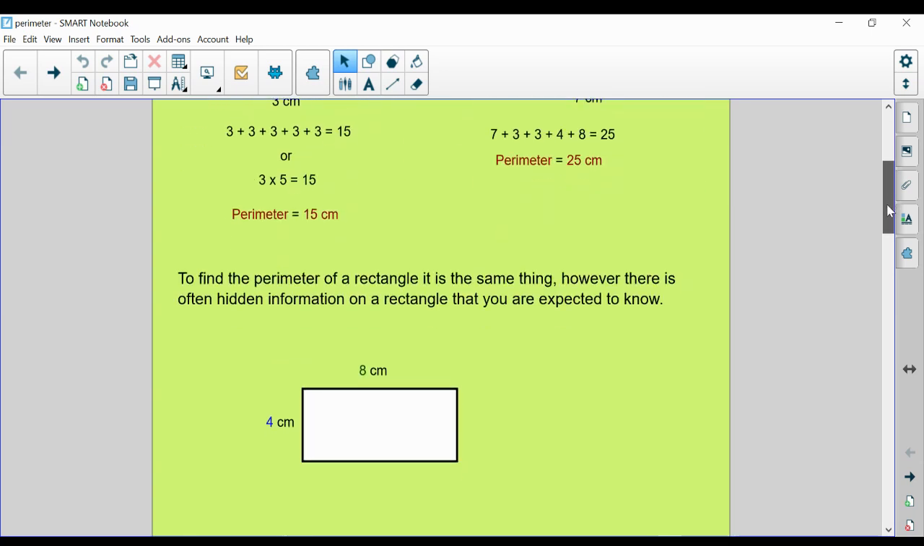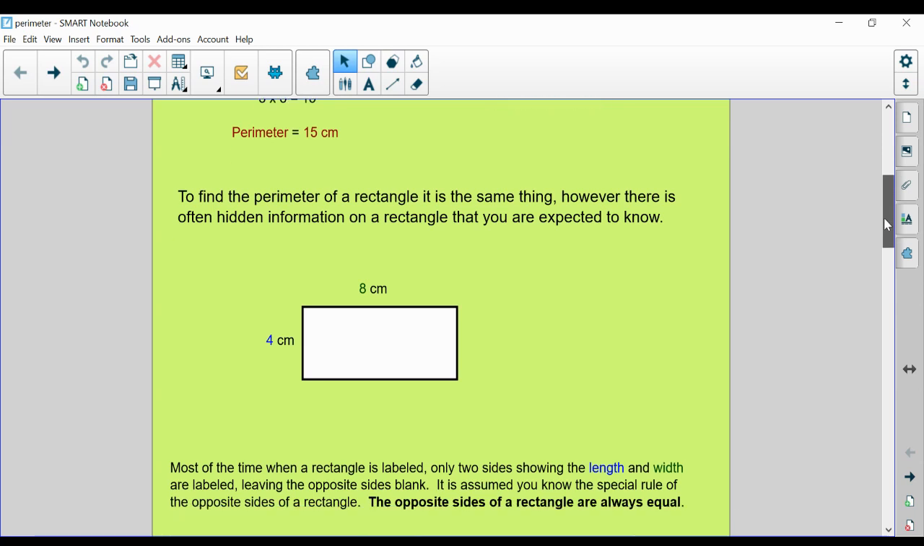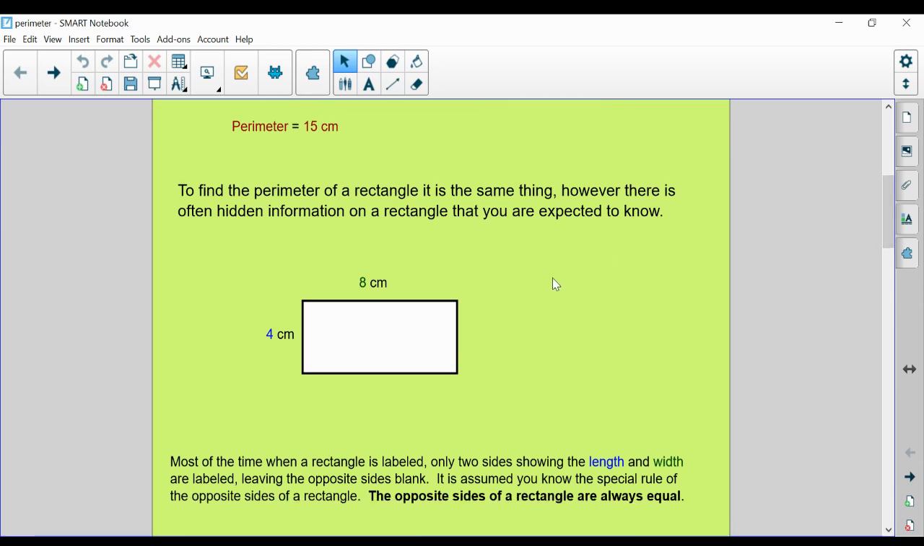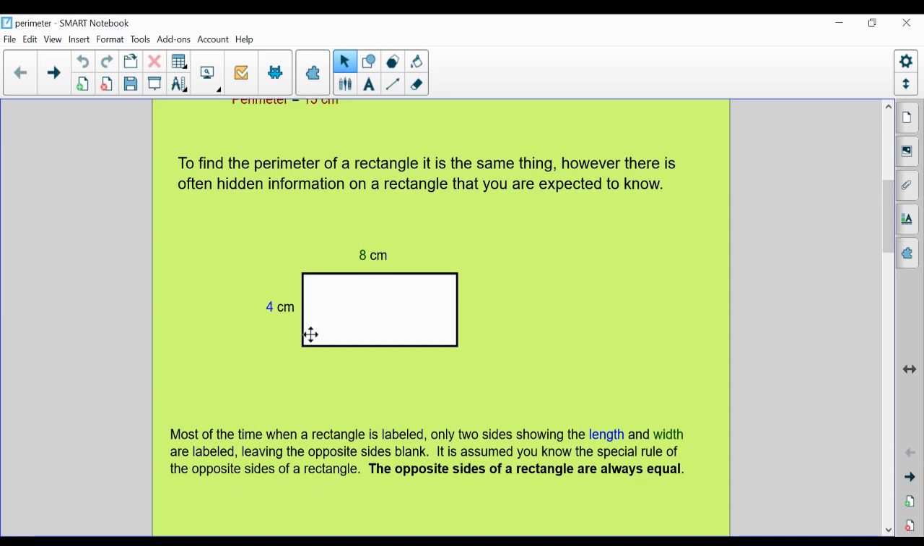To find the perimeter of a rectangle, it's the exact same thing. However, there's often hidden information on a rectangle that you're expected to know. Most of the time, when a rectangle is labeled with the dimensions, they only label the length and the width, but they do not label the opposite sides. You are expected to know this special rule of a rectangle, that the opposite sides are equal. So if this is 8 centimeters, the opposite side straight across is also always 8 centimeters. Same thing with this one, the width, or the length, 4 and 4.